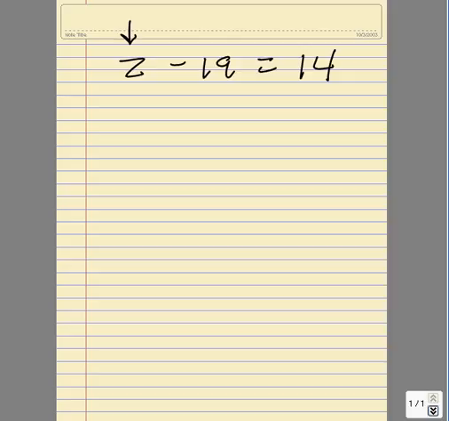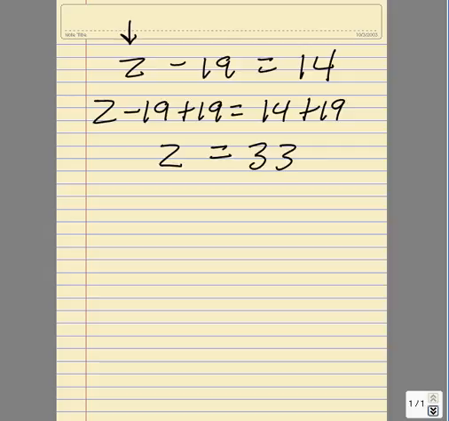The inverse of that is to add 19, so we rewrite z minus 19 plus 19 equals 14 plus 19. Then the third step is to do the calculations, so let's do that. z take away 19 plus 19 is just z equals, and 14 plus 19 is 33.